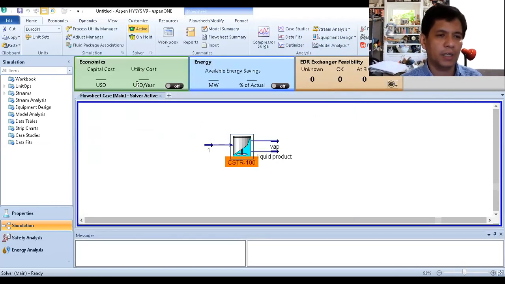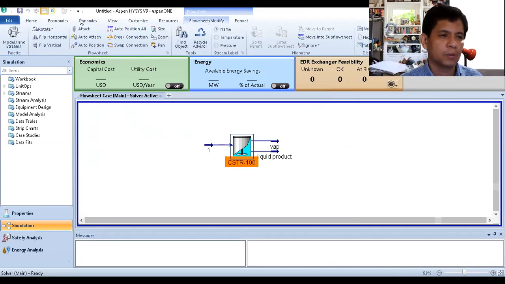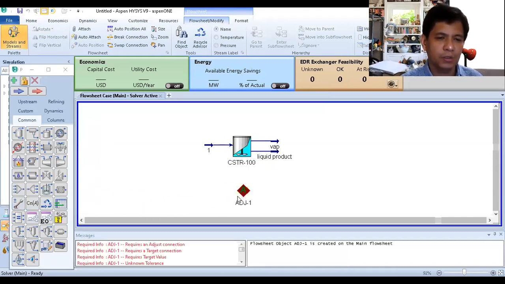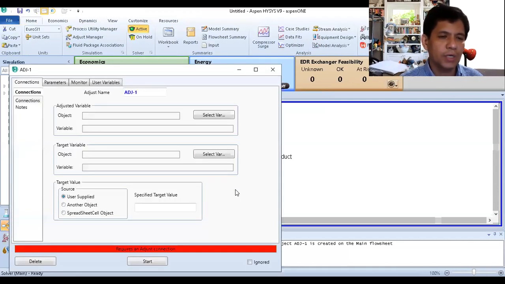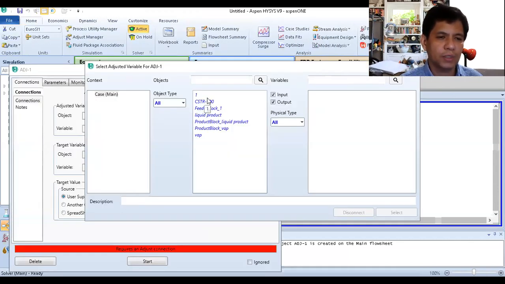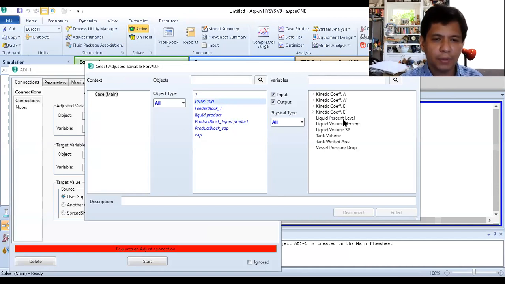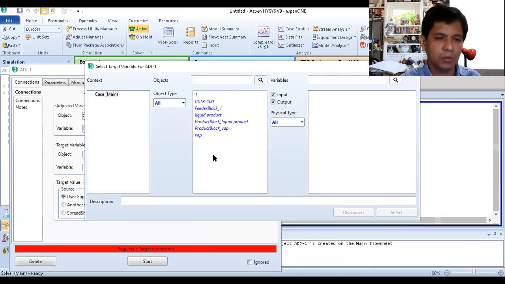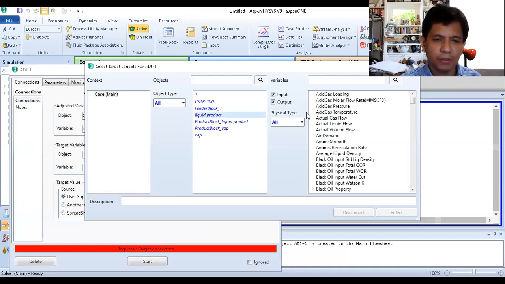So, just drag an adjust function. Adjust function ito. Drag and drop an adjust function. Tapos double click nyo. So, ang i-adjust natin yung volume ng reactor. CSTR 100, tapos itong tank volume. Yun yung i-adjust natin. From 5 liters, dahan-dahan palalakihin hanggang maging 90%. Tapos sa target variable, hanapin natin yung sa liquid product, yung percent conversion.